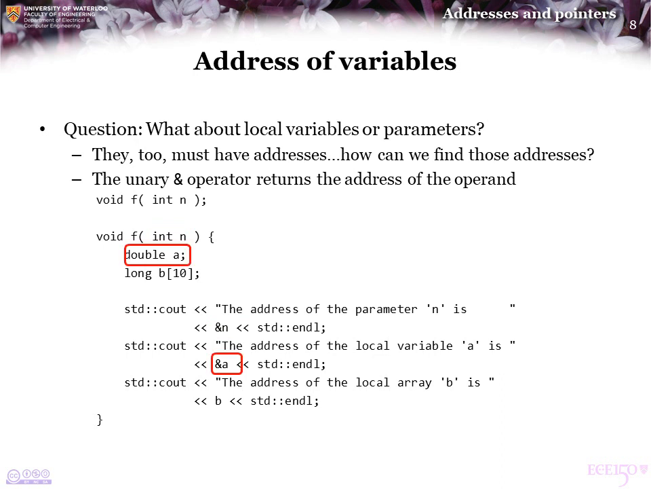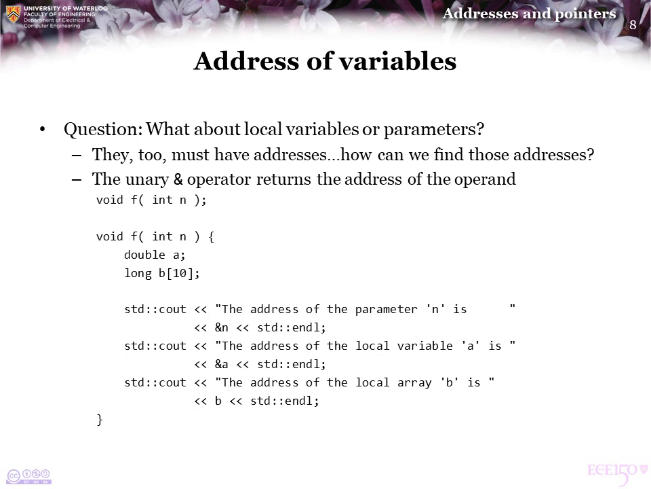Next, we have a local variable A of type double. But again, when we print out the address or prefix the name or identifier A with the ampersand, this indicates that this should actually print out the address of A. B, on the other hand, is already an array, so when we print out B, then we get the address at which that array is stored.